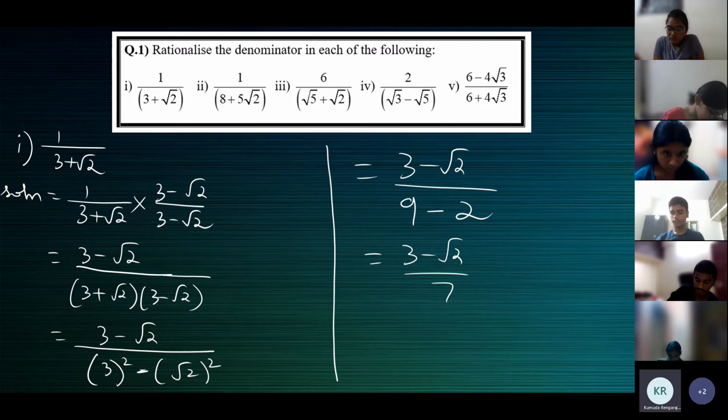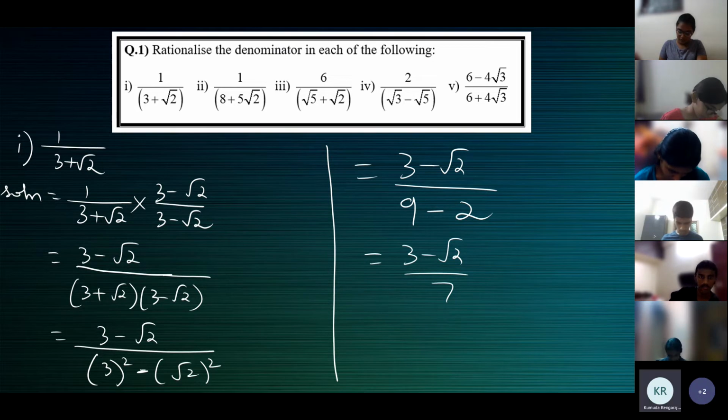So we say that the conjugate of 3 plus root 2 is 3 minus root 2, and the conjugate of 3 minus root 2 is 3 plus root 2, because when you multiply them, they give a rational answer. See, in the denominator, you had 3 plus root 2 and 3 minus root 2. When you multiply them, you got 7. You're getting a rational answer. That is why one is the conjugate of the other.